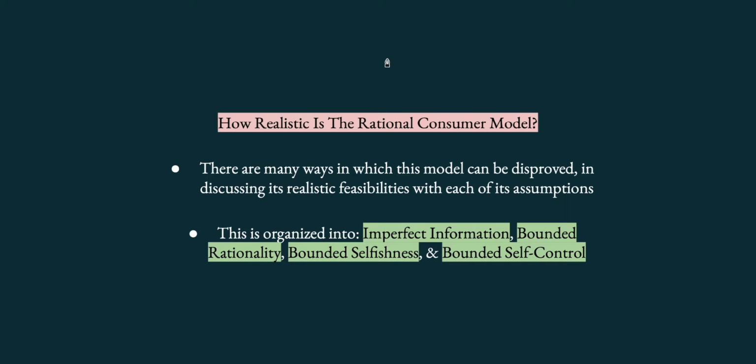So everything we've just shown so far has led up to this thing called the rational consumer model, basically evaluating how rational we as consumers are. Okay, so there are many ways in which this model can be disproved, and discussing its realistic feasibilities with each of its assumptions, for example, in that table we just evaluated before. However, there are going to be 5 different sections in the rational consumer model, which is organized into imperfect information, bounded rationality, bounded selfishness, and bounded self-control, which are all terms that we already just introduced.